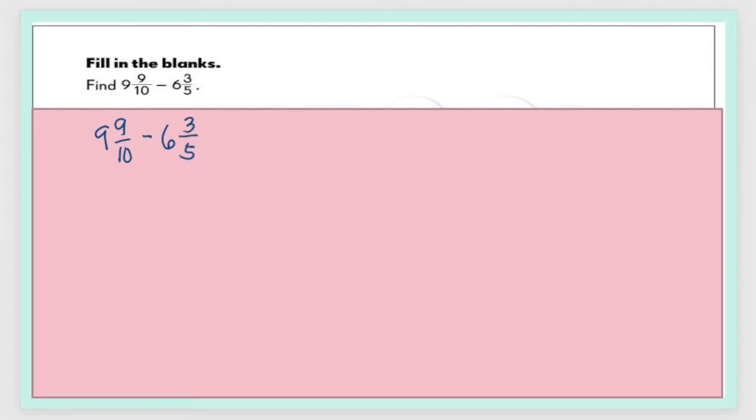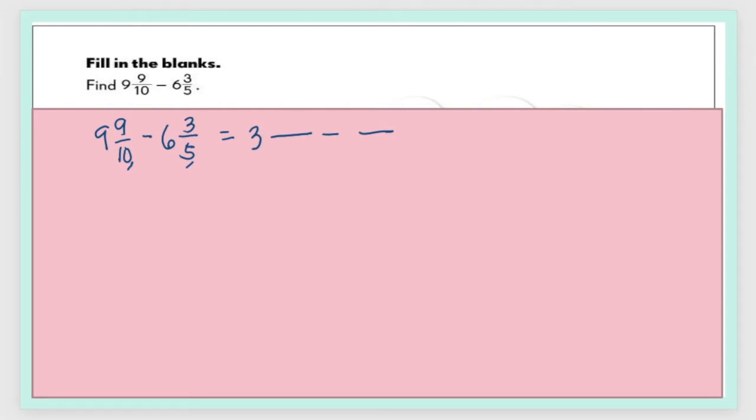The first step is to take a look at the whole numbers, 9 and 6. Subtract them. This will give us 3. The second step is to take a look at the fractional parts, 9/10 and 3/5. If they are like fractions, you can proceed with subtracting them. However, our fractional parts are unlike fractions, meaning their denominators are different. So we have to rename them to make them like fractions.